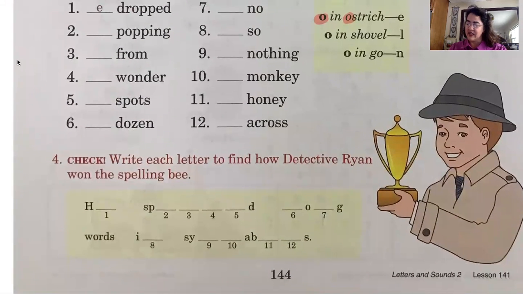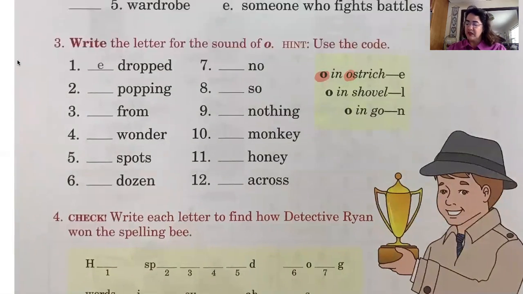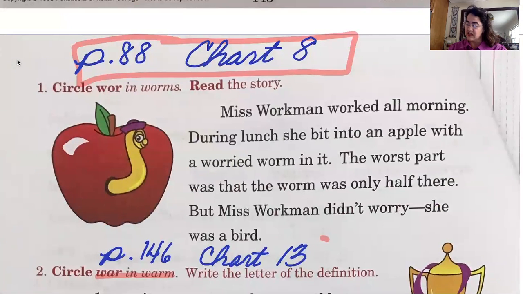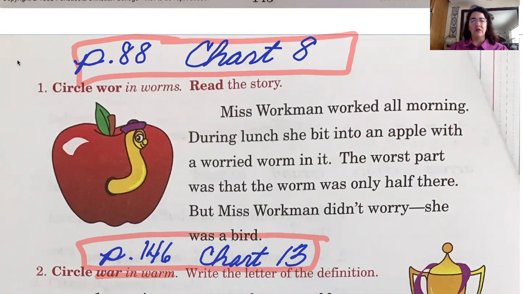You're going to write each letter to find how Detective Ryan won the spelling bee. Second graders, this is your phonics page for the day. Please don't forget to read your handbook for reading. We're going over charts 8 and 13 today. Read it to a stuffed toy, to a pet, or to a parent, maybe a sibling. Just go ahead and go over your charts with someone in your house today. And then while we're here, you can stop the video here and work on the paper on your own. Come back later to check your work, or you can move ahead with me.